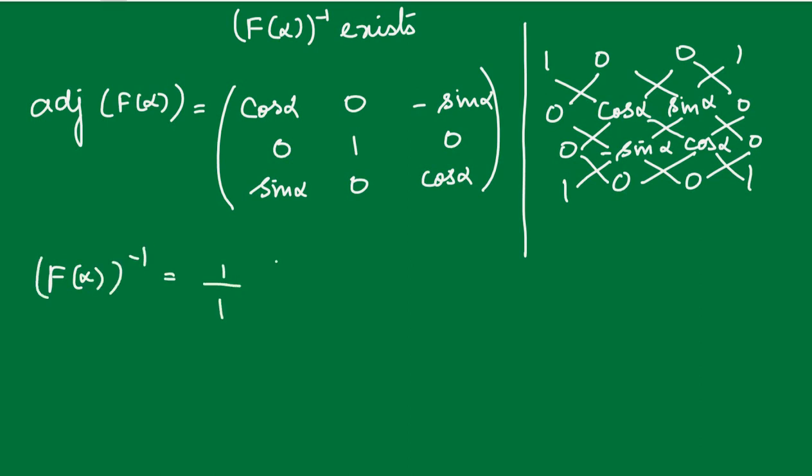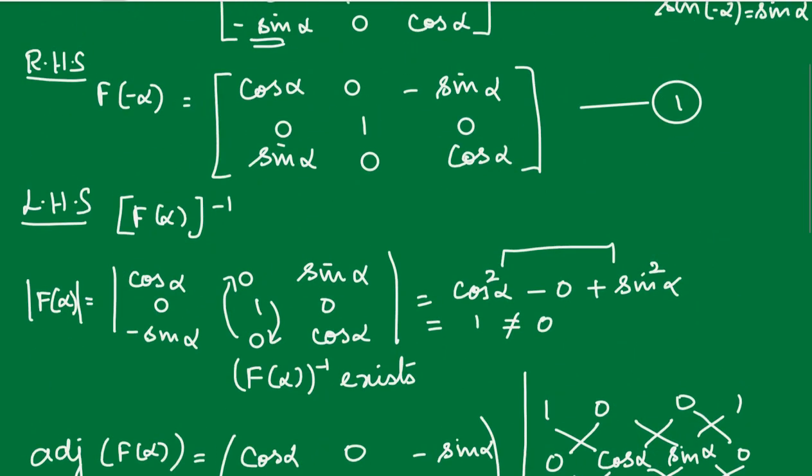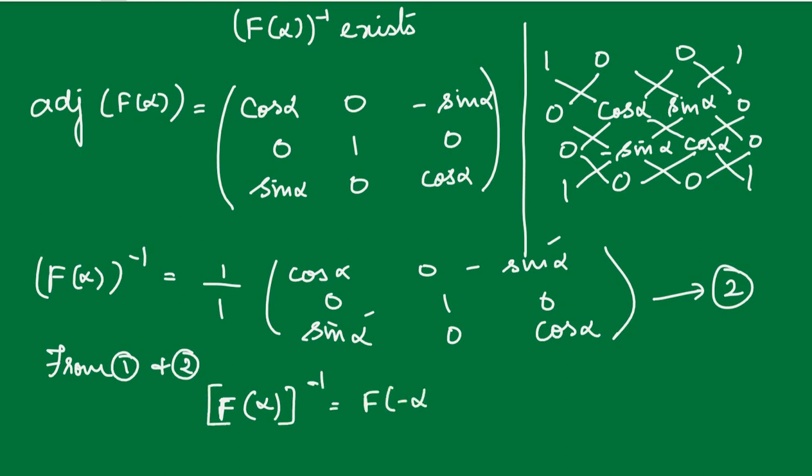So that is 1 by 1 into cos alpha 0 minus sin alpha, 0 1 0, sin alpha 0 cos alpha. Let us have it as equation number 2. We refer to what is equation number 1. In equation number 1, this element is minus sin alpha, this is sin alpha. So equation number 2, the same we get. Therefore from 1 and 2, a conclusion is a must for the problems. So marks are allotted for the conclusion. So we write f of alpha whole inverse is equal to f of minus alpha.